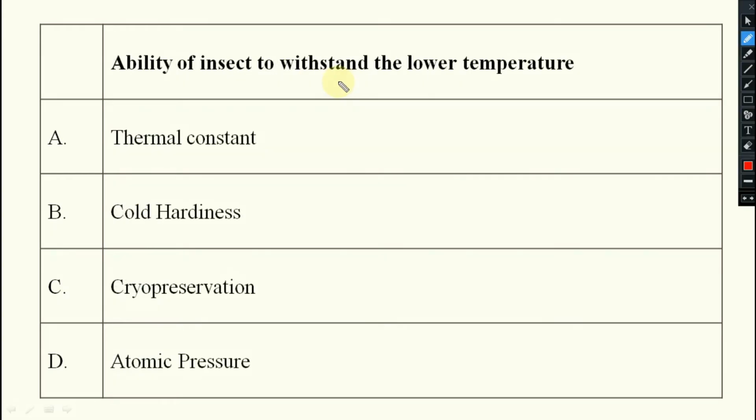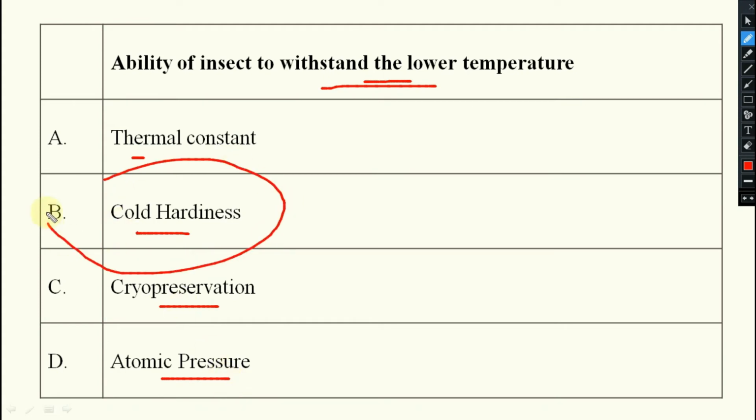Next, the ability of an insect to withstand lower temperature, that is known as what? Your thermal constant, cold hardiness, cryopreservation, or atmospheric atomic pressure? What is that? That is your cold hardiness.